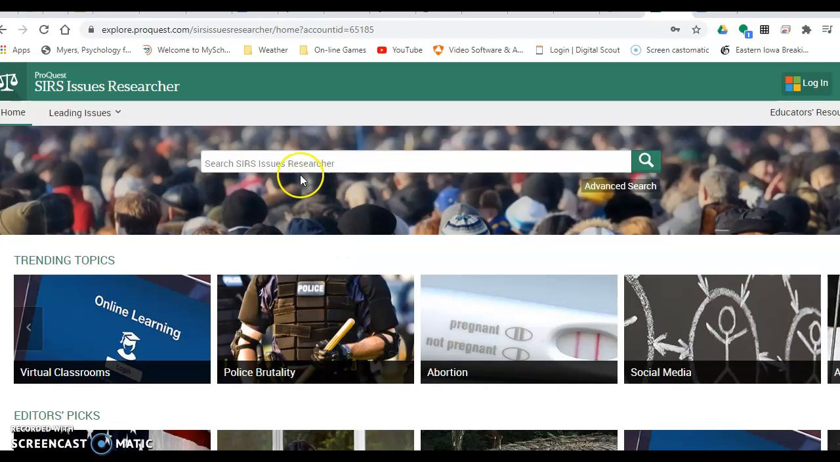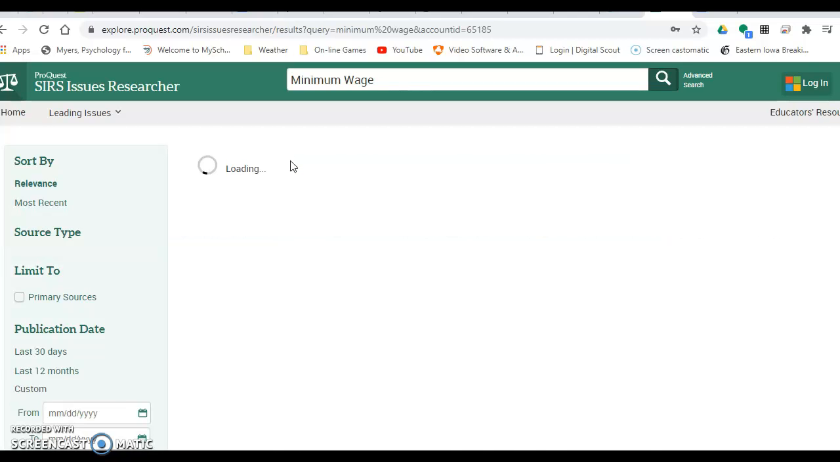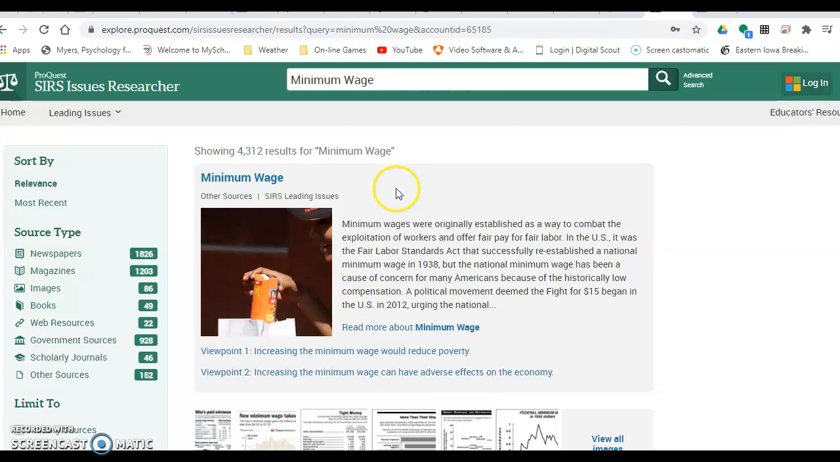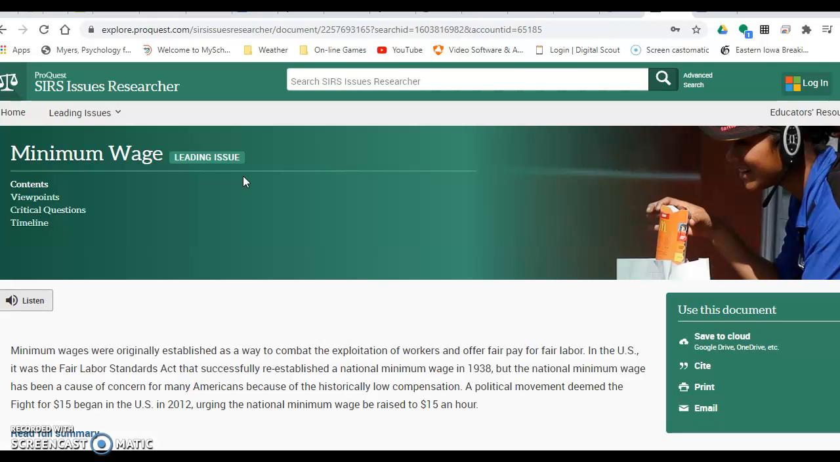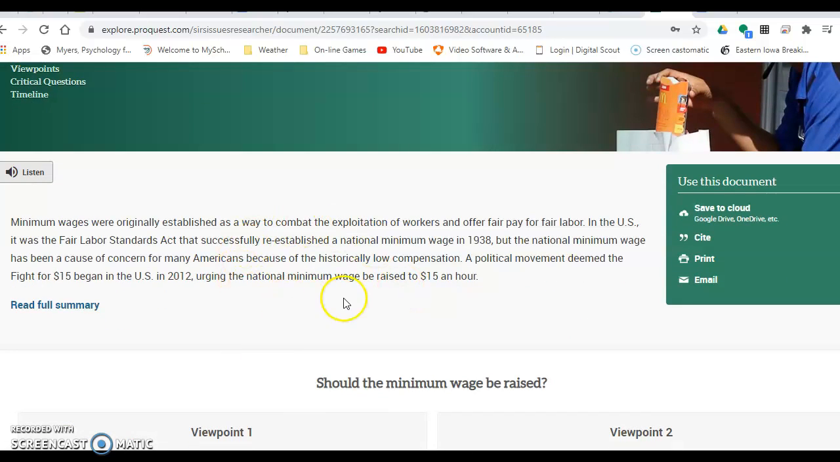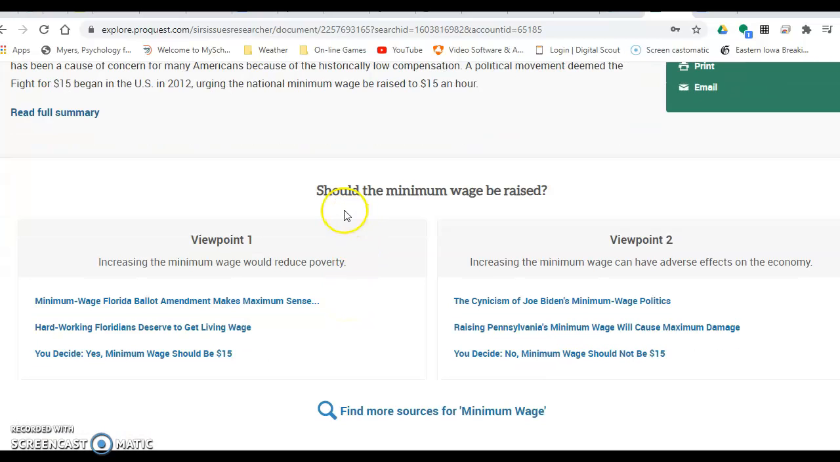And then all you have to do is, in this bar right here, type in minimum wage. And then you want to click on the minimum wage here. And this is where you're going to see an overview or summary of what the debate is all about. And here's my essential question to you. Should the minimum wage be raised?